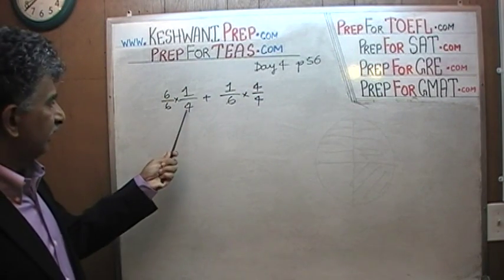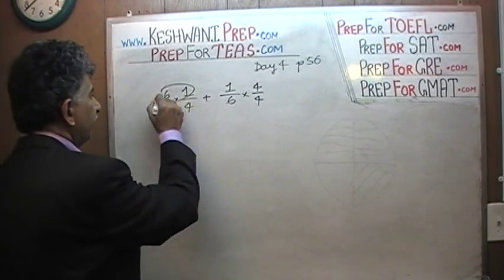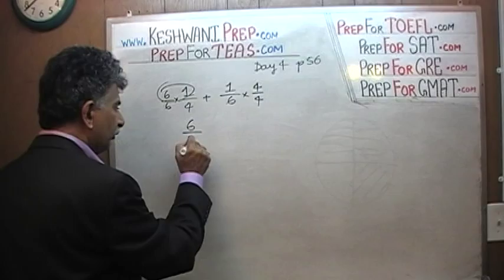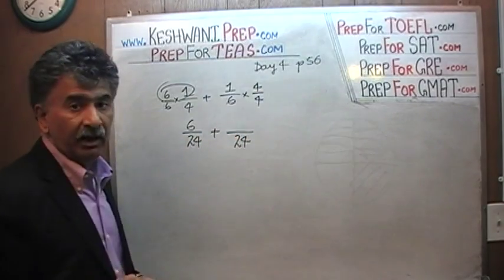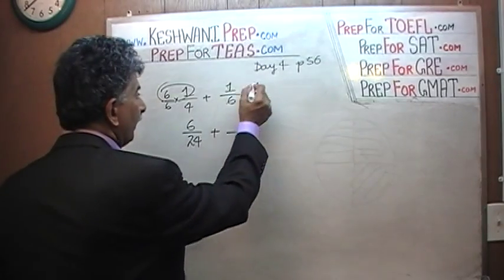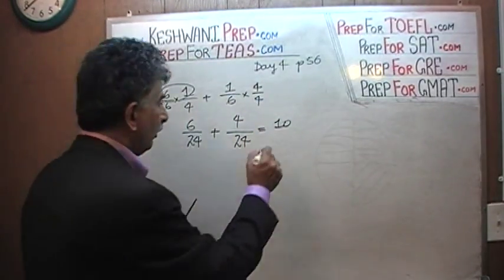So now we got 6 times 4 over here, and here we got 6 times 4. They have the same denominator. On the top we have 6 times 1, which is 6, and the bottom is 24. Here the bottom is 24, and on the top it's 1 times 4, which is 4. Because they have the same denominator, we can add the top. 6 plus 4 is 10 over 24.